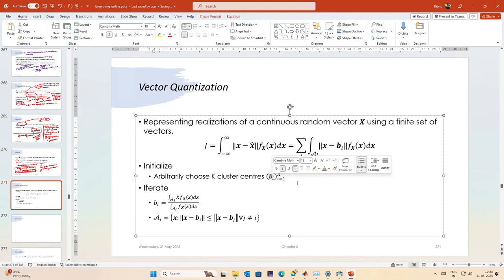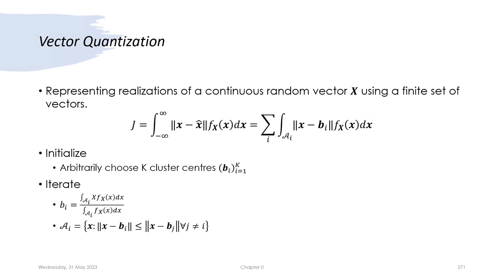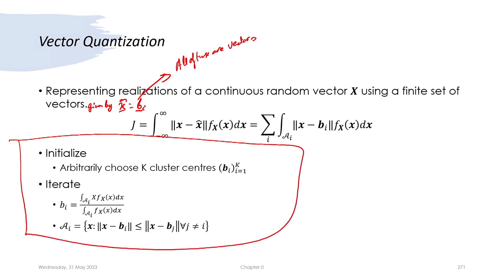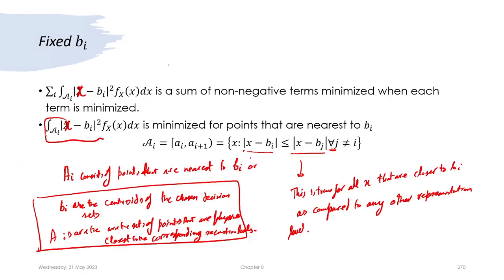So we do this, and so continuous random using a finite set of vectors given by x hat equals b_i, all of these are vectors. So this is the problem and we can solve this problem in a manner similar to the case for scalar quantization. This is called the Lloyd-Max quantizer.